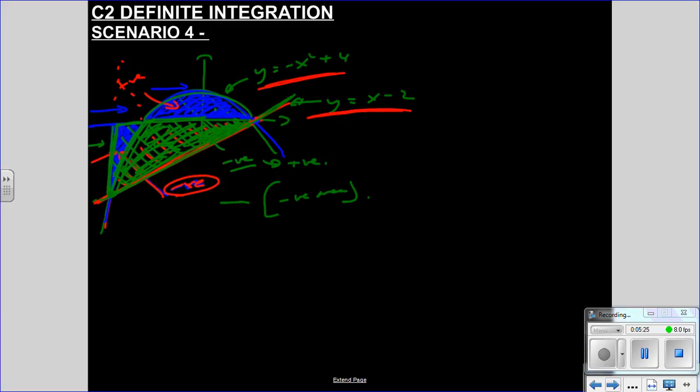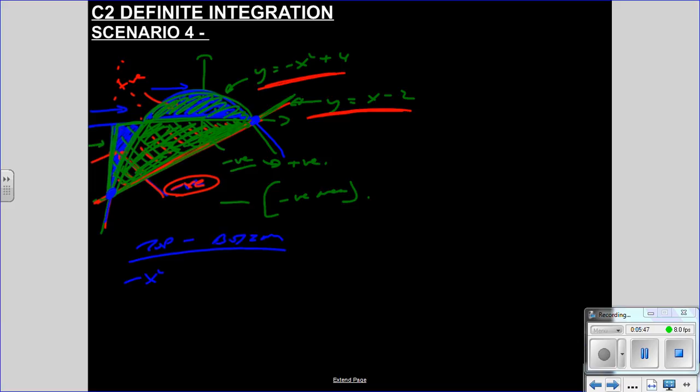Okay. So let's do it. First, we're trying to find the whole of this green area then, aren't we? So we first need to find, just like always, the points of intersection between the two curves. Top curve minus bottom. So top minus bottom, always the same. Kill two birds with one stone.